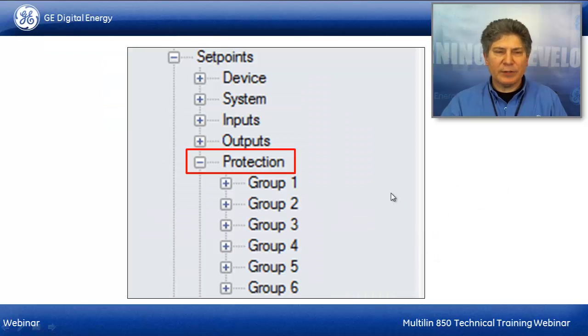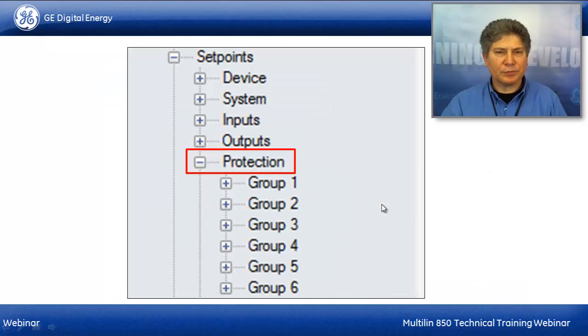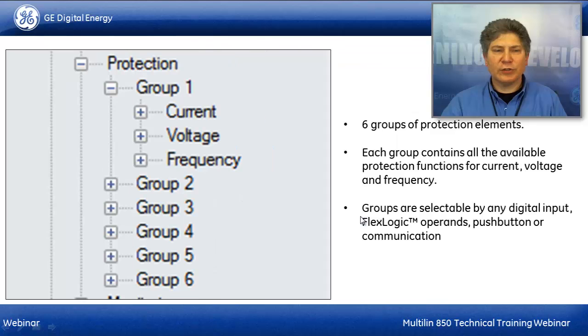All right, so I'm going to step into the protection here. We'll talk more about FlexLogic here. I'll give you an example of the FlexLogic. Now, from a protection point of view, we have 6 protection groups, each one of them containing current, voltage, and frequency.